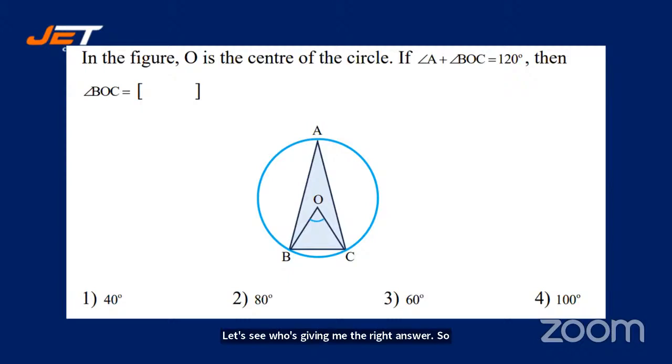So here the diagram is also being given, so I don't think you need much time. Let's see. So you can just substitute angle A. You need to find out, isn't it? In the figure, O is the center. If angle A plus angle BOC is 120 degrees, then what is angle BOC? Your time starts now. Quickly give me your answers.